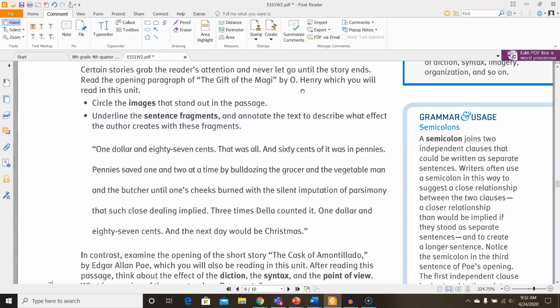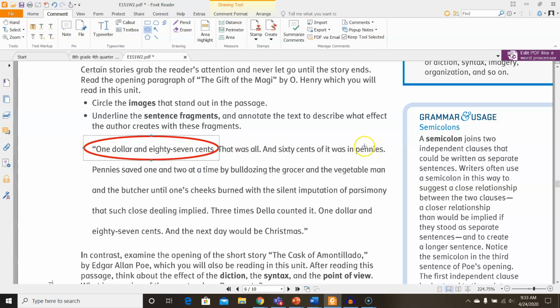So, let's go back and look for images that stand out in the passage. So I kind of think that even though they don't really describe what the dollar and the cents look like, I can kind of imagine what it would look like in the palm of my hand. So, we're supposed to circle, I guess. So I think $1.87 is an image. And then I can imagine the pennies as well.